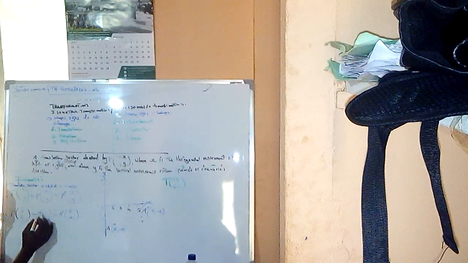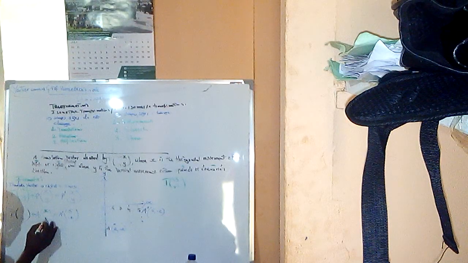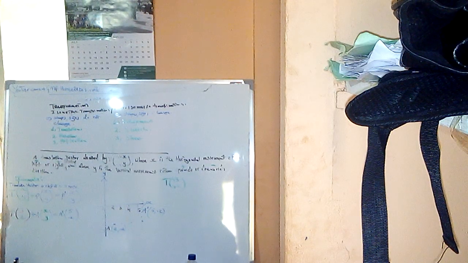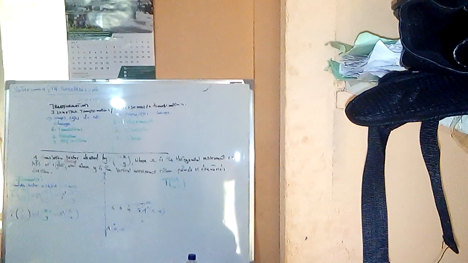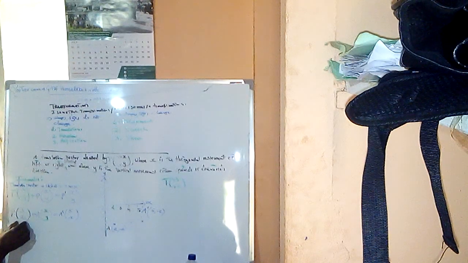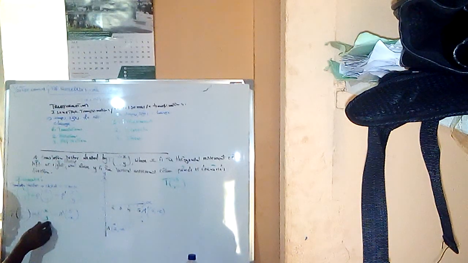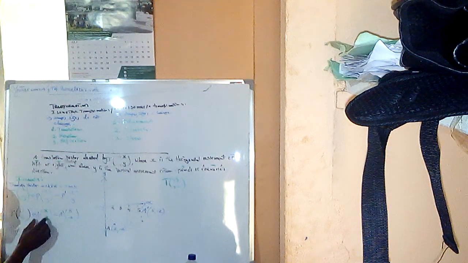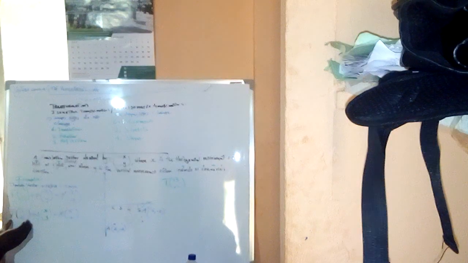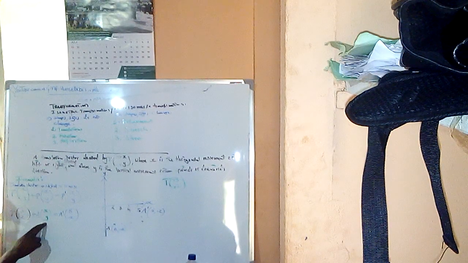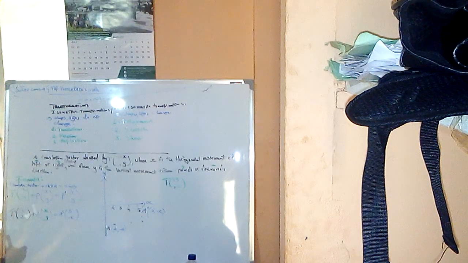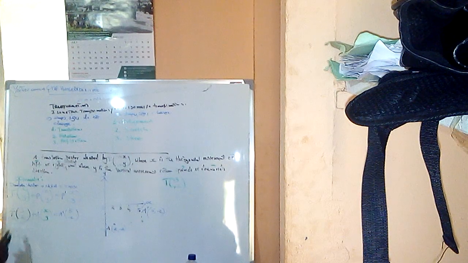Say we don't know this, this is x and this is y, but we are given the translation vector. This translation vector is translating this object onto its image. So the image and the translation vector are given, but the object is not. How do you find the object? Very easy. You simply apply the same formula.